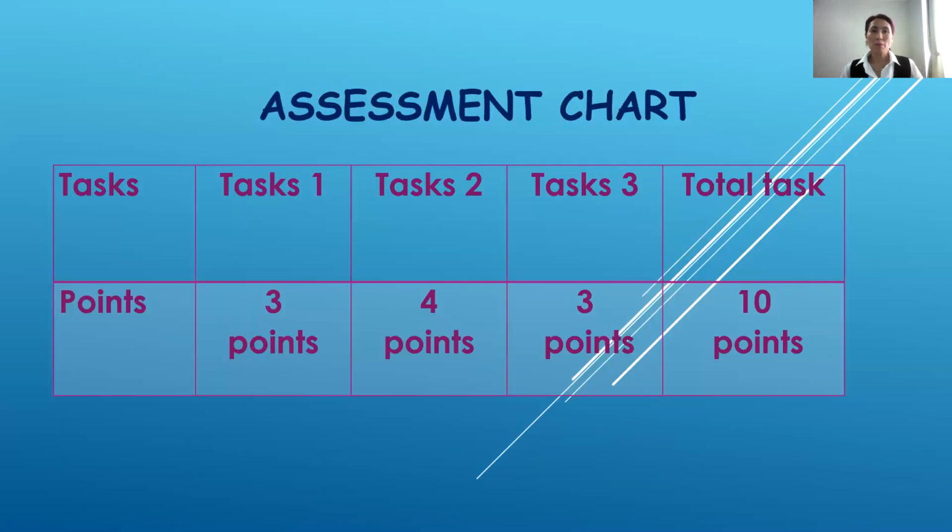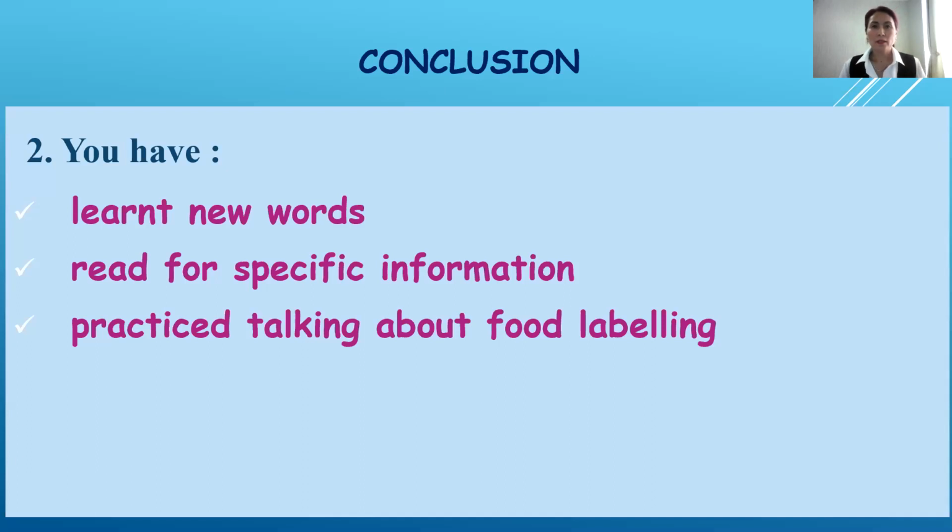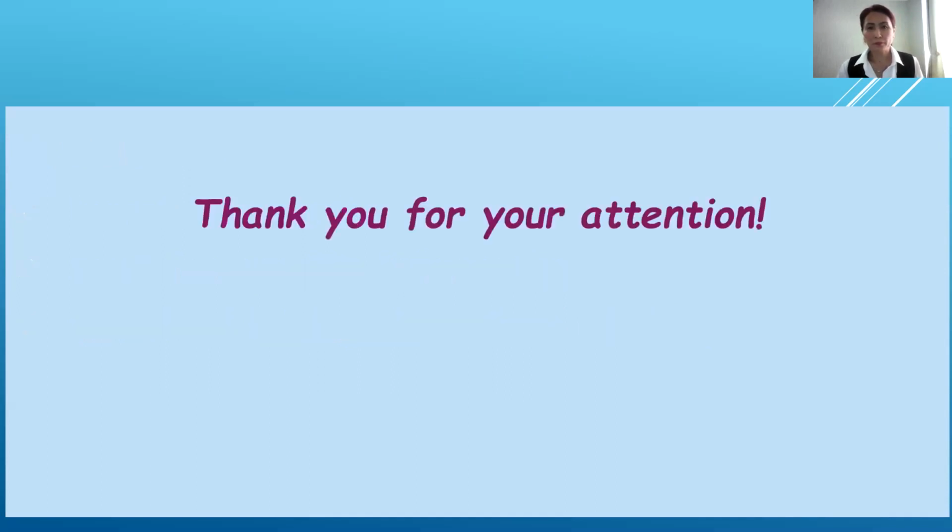Now, let's come back to the assessment chart. I hope you've done all the tasks correctly and you got 10 points. Well done. Now let's conclude our lesson. Today you have learned new words. You have read for specific information and you have practiced talking about food labeling.